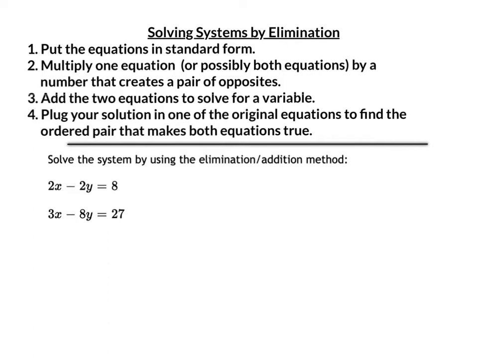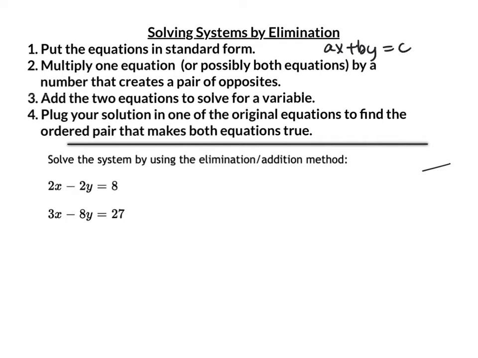Our last technique we're going to learn is elimination. It's called elimination because what we do is we line up the two equations and we make a pair of opposites, and we will add the two equations, eliminating one of the variables. You'll see that in just a moment. So let's go over the steps again. First thing, you want your equations in standard form. Standard form is ax plus by equals c.